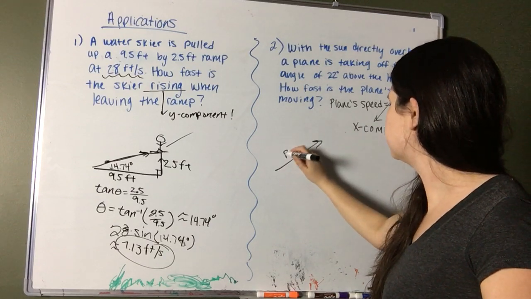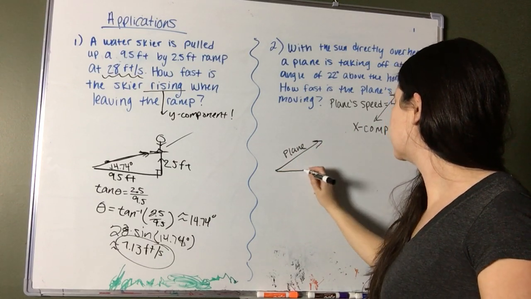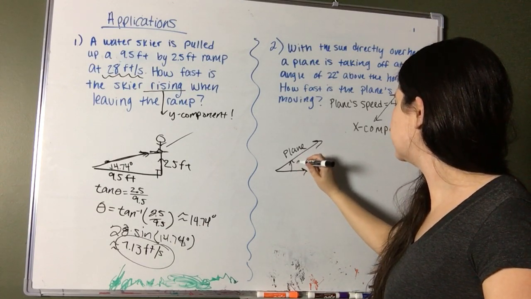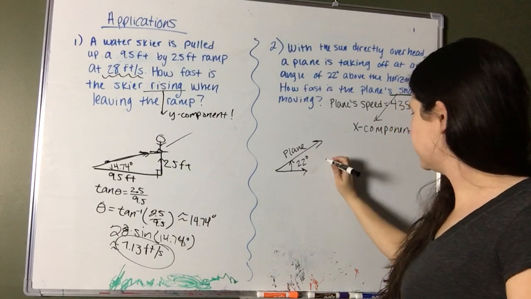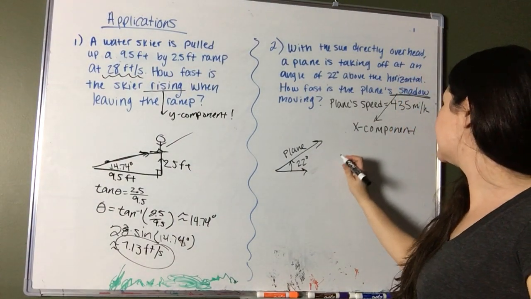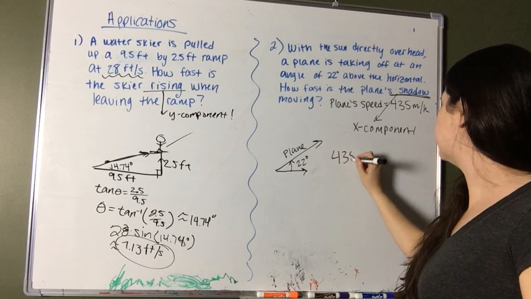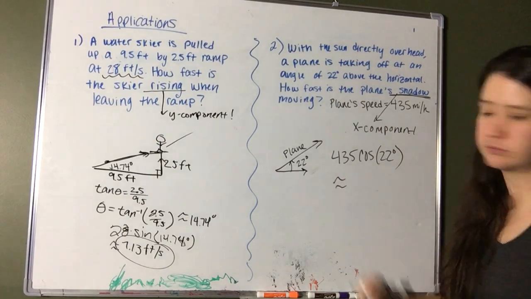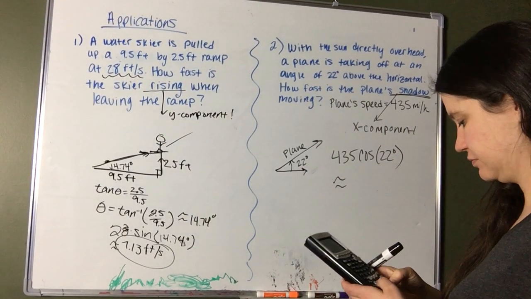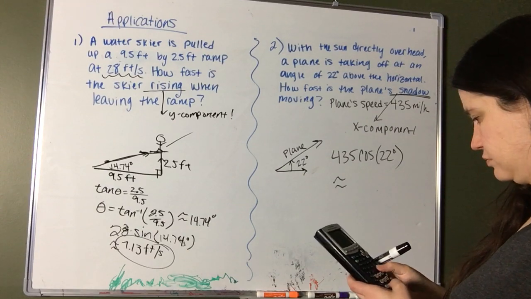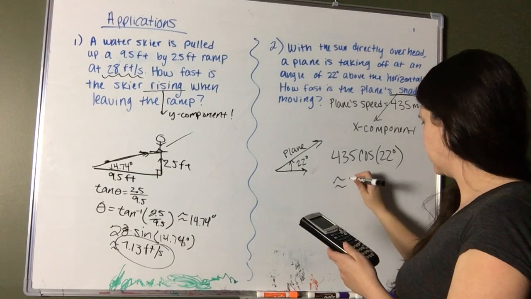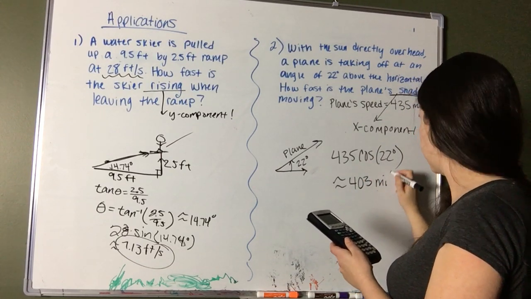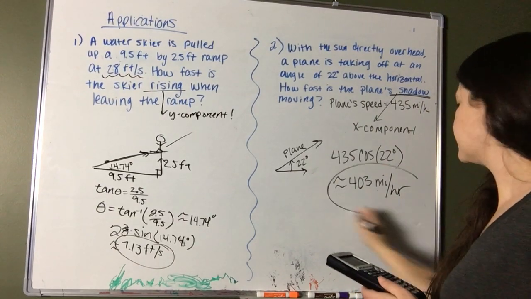So we have our plane taking off here, this is 22 degrees. We want the x component for the shadow, so we want to find 435 times cosine of our angle. If we take that in, you get approximately 403 miles per hour. Alrighty.